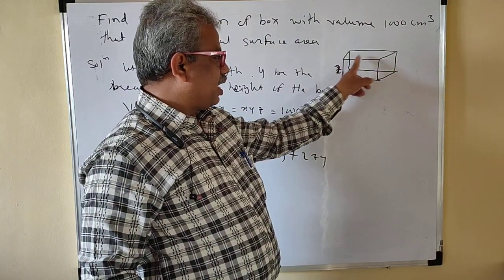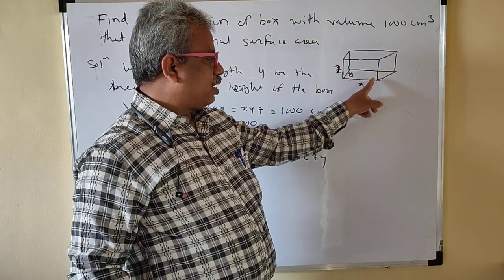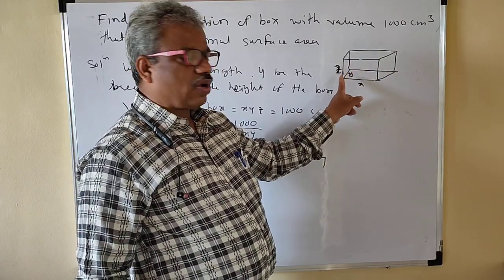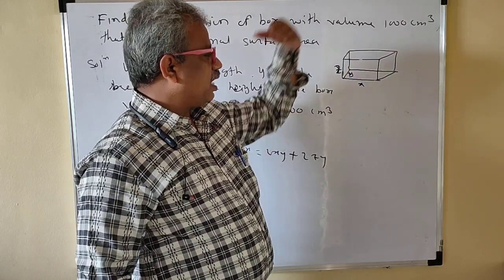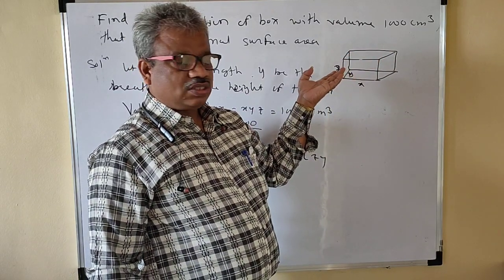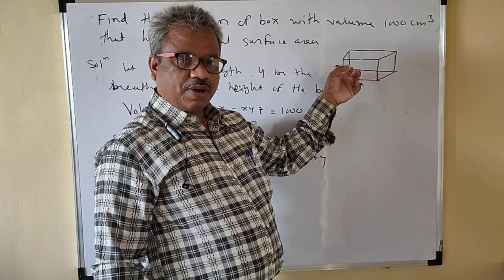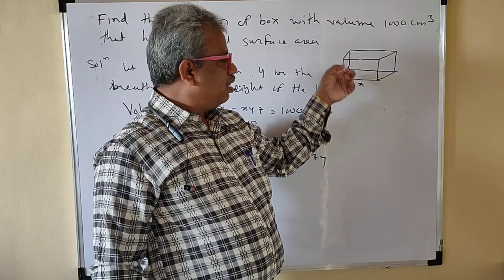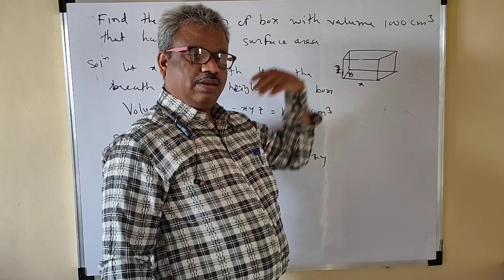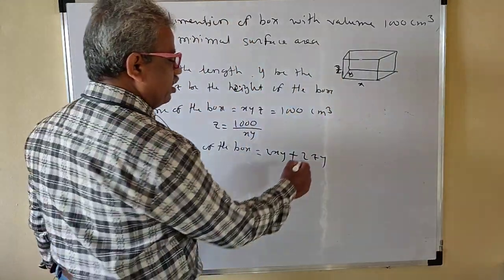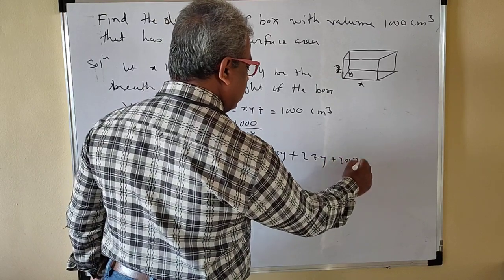Now see the front side of this box. The dimensions of this rectangle are x and z. The front side and back side are also the same, so their surface areas are also the same. The front side of the box is xz, and the back side is also xz. So this is twice xz plus twice xz.